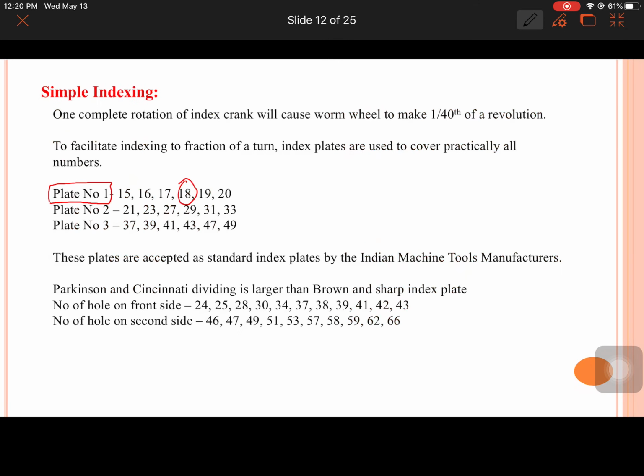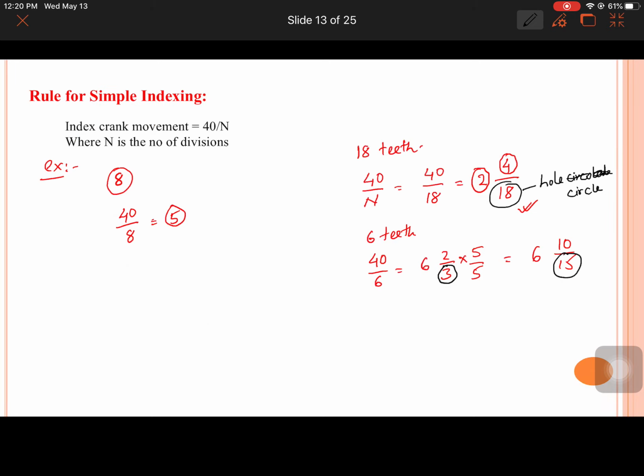Is the 15-hole circle available or not? That is what we have to check. Yes, the 15-hole circle is available. That is again plate number 1. So what we need to do? We need to rotate the crank for 6 complete revolutions, and after that I need to move to the 10th hole in the 15-hole circle. That is what this example explains.